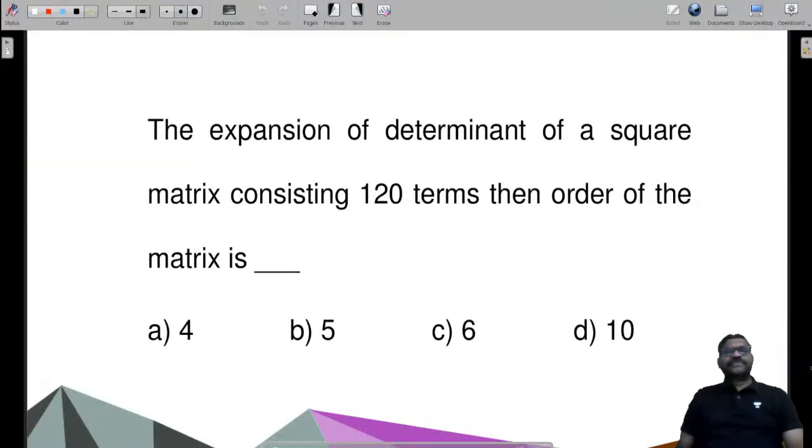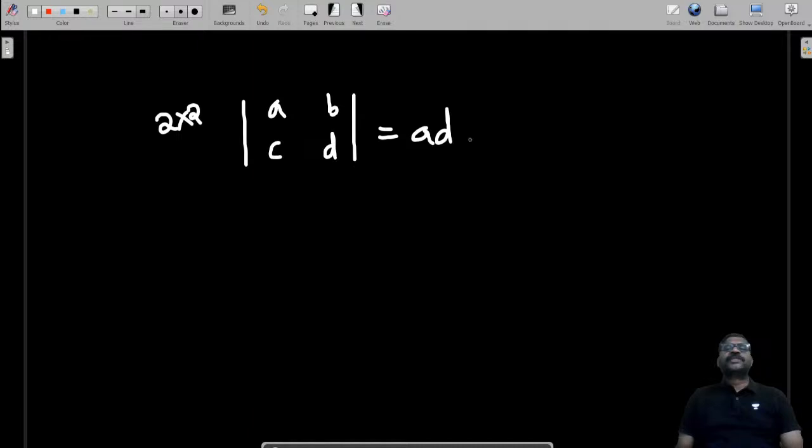The expansion of determinant of a square matrix consists of 120 terms, then the order of the matrix is? Please observe, if the matrix is 2 cross 2, ABCD, the expansion is AD minus BC. Two terms. Two factorial. 2 terms is nothing but 2 factorial.